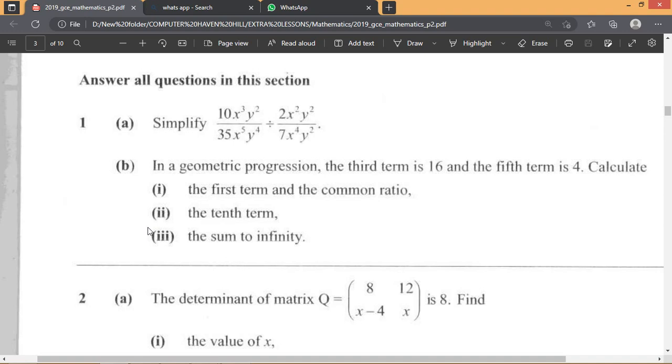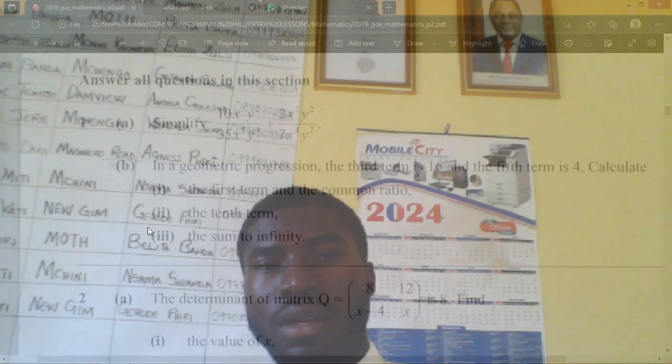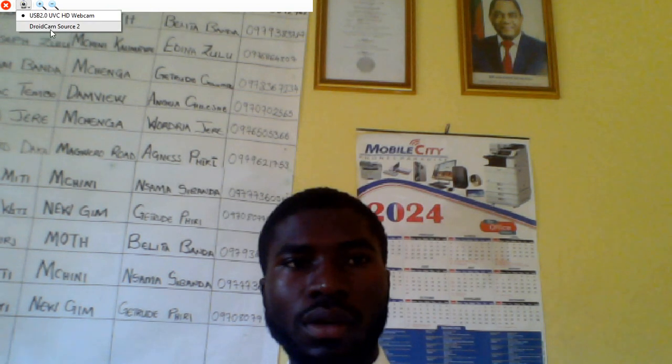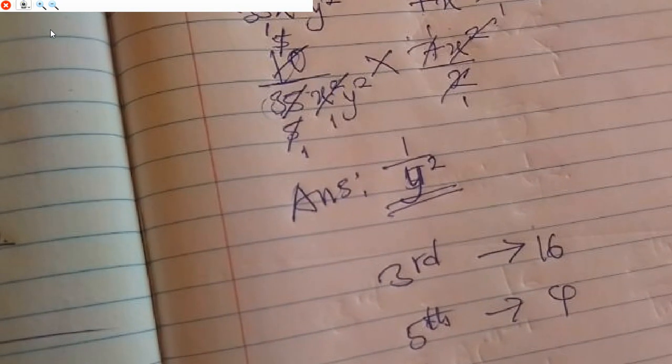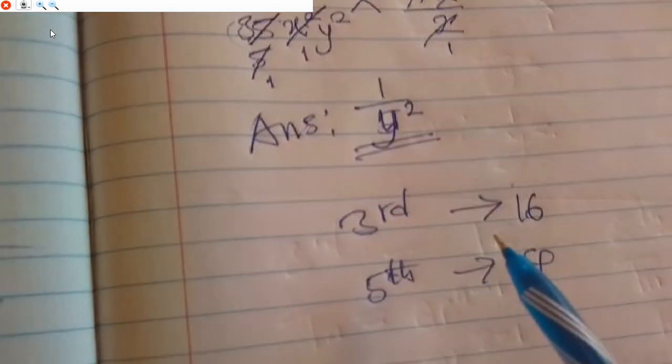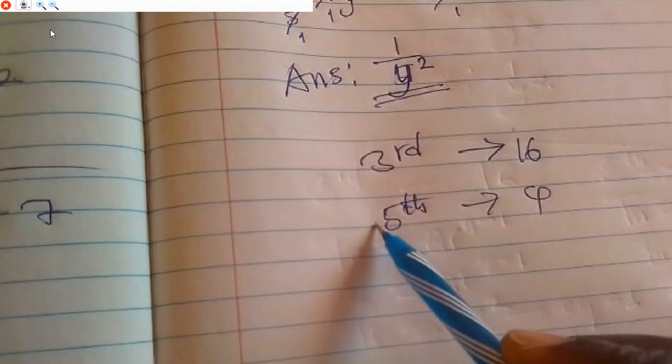Thank you so much, and let's go back to the paper so that we see how we can continue with the question. Let me just go to the paper so that I show you where we are solving from. So this question, we said the third term is equal to 16. And after saying that, it is also given that the fifth term is equal to 4.